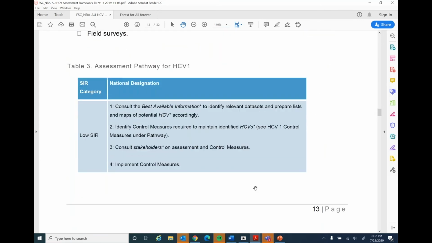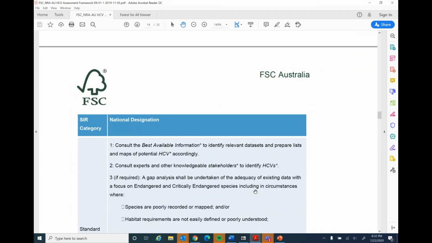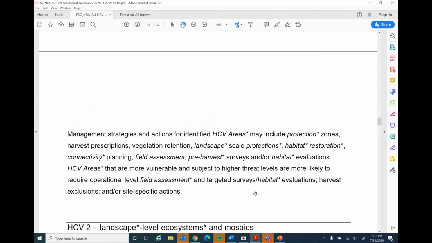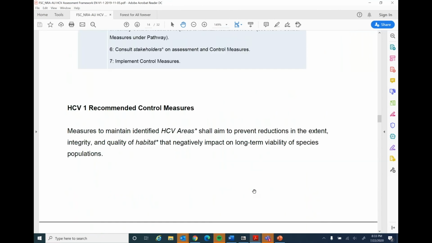And here's the second of those two tables I mentioned. And then towards the end, down here, we have control measures. So of the 6 high conservation values, 5 of them have a recommended and a mandatory control measure. The first one here only has a recommended control measure.